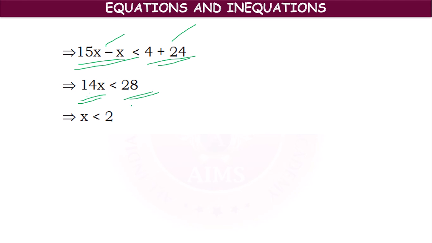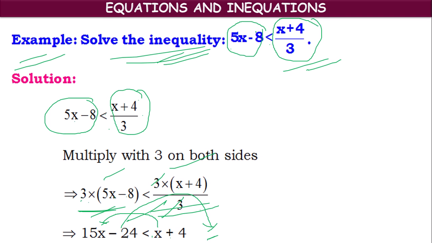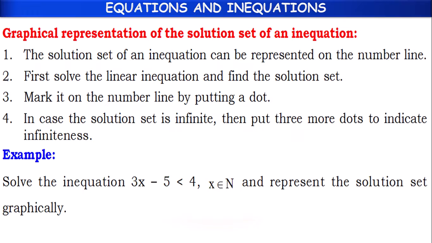14 comes to this side. X less than 28 by 14, which is equal to 2. X less than 2. So the given inequation will be true for all values x less than 2. Means we can take 1, 0, minus 1, minus 2, any such value, and the inequation will be true.